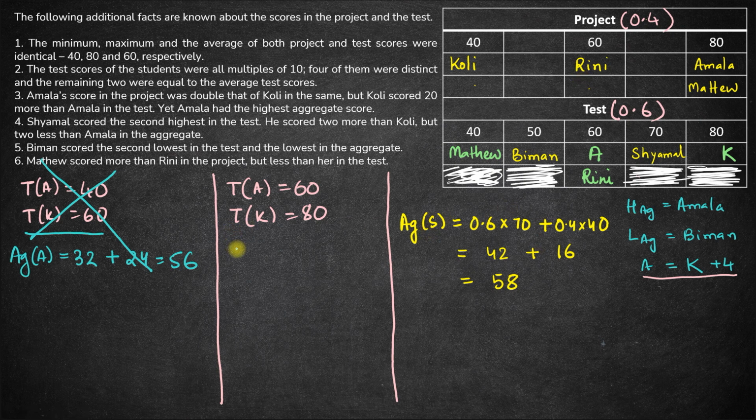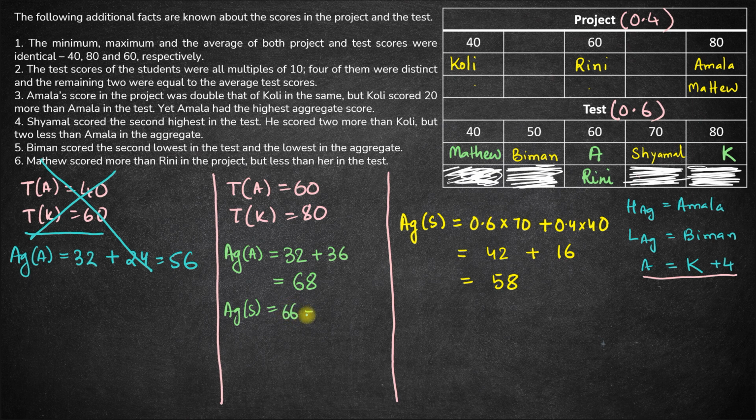So for Amala, the aggregate score is 0.4 into 80, which is 32, plus 0.6 into 60, which is 36. So this comes out to be 68. Amala's aggregate score is 68. And we know from here that Shyamal scored second highest in the test, fine. He scored 2 more than Koli but 2 less than Amala. So aggregate of Shyamal is 2 less than Amala.